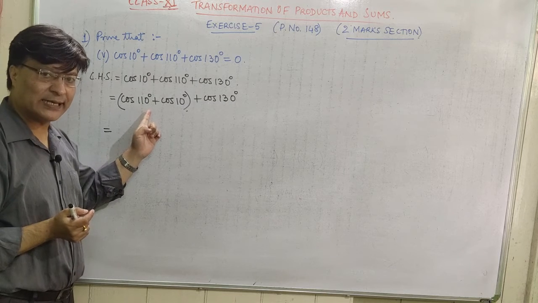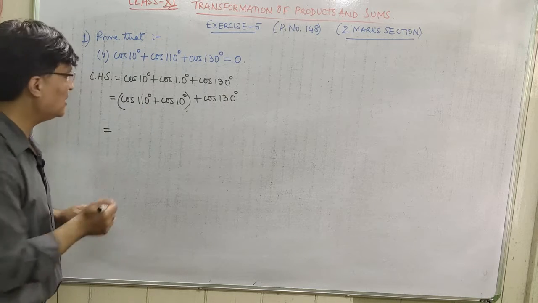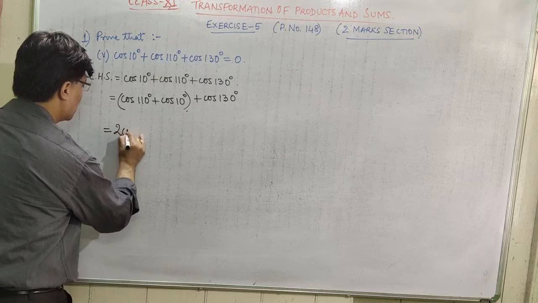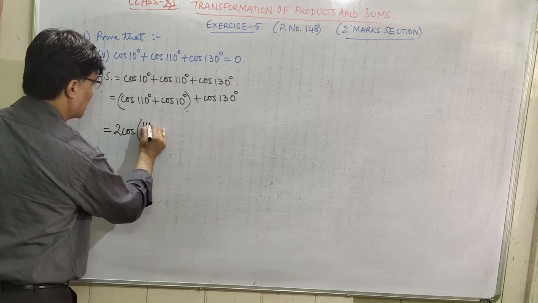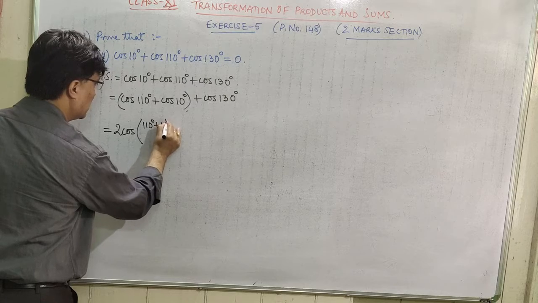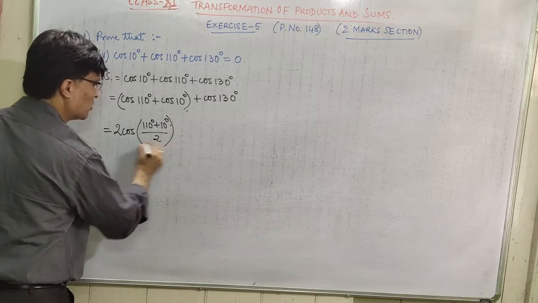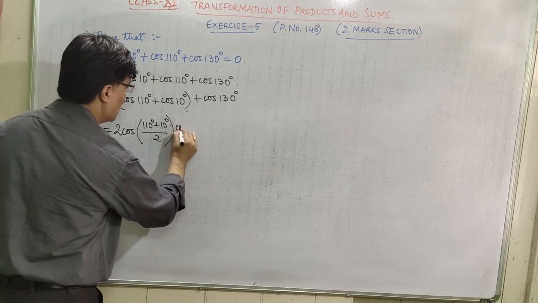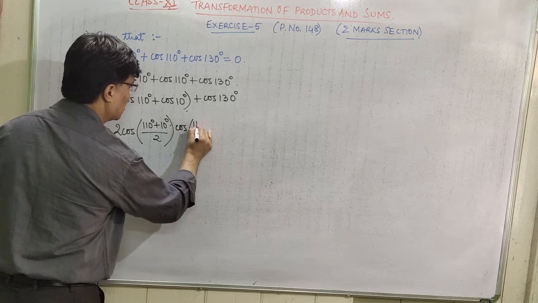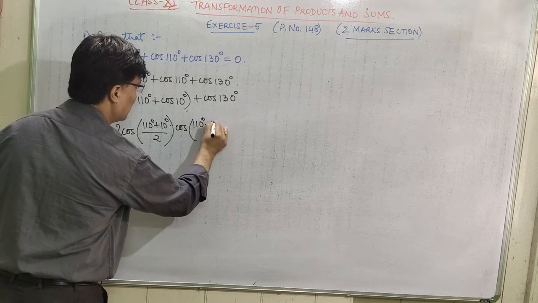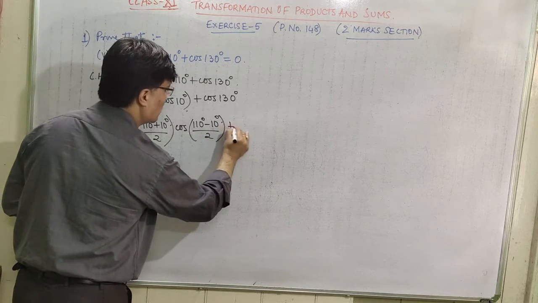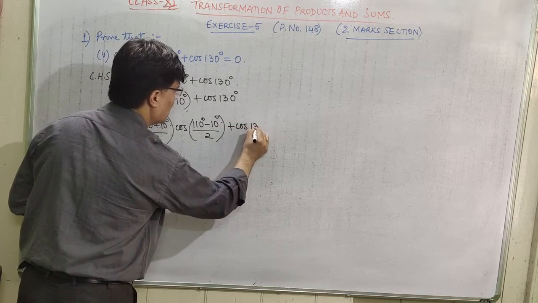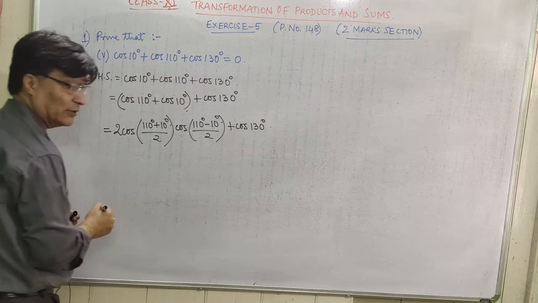110 degree, take it as C, 10 degree, take it as D. So what is the formula? 2 cos of C plus D by 2, that is 110 plus 10 degree divided by 2, then cos of C minus D by 2, 110 degree minus 10 degree divided by 2. Then what should you write? Plus cos 130 degree.